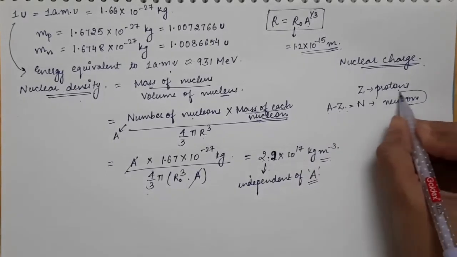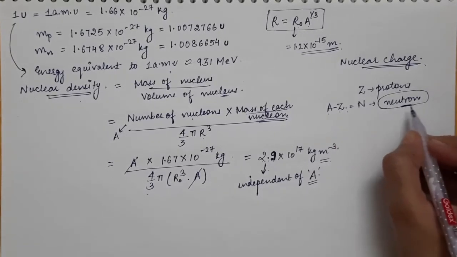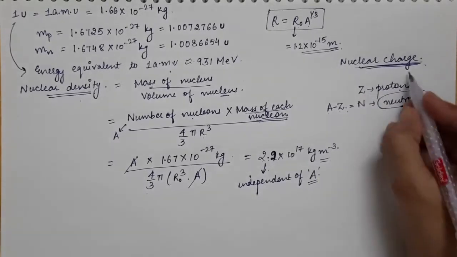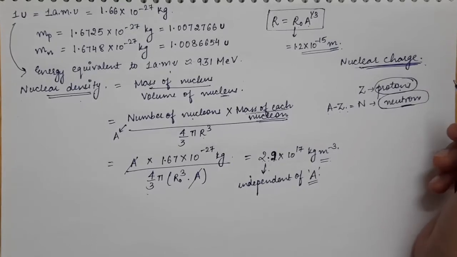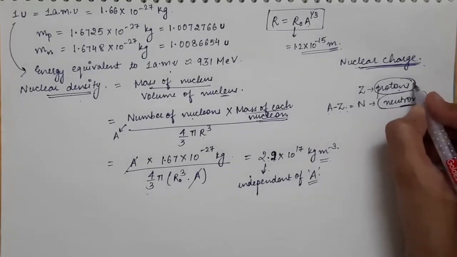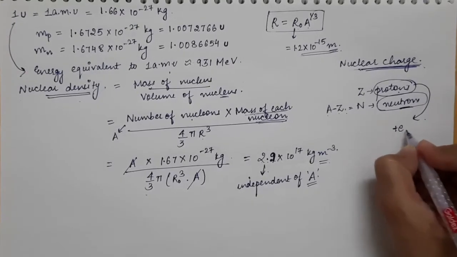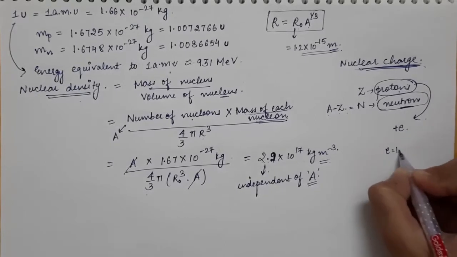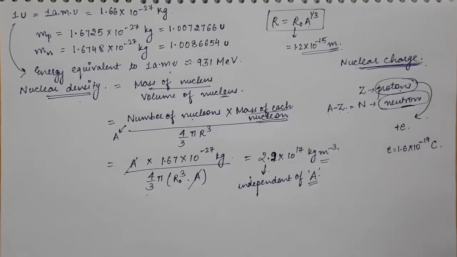Now we know that the neutron is a neutral particle, it does not have any charge. So the charge of the nucleus will be contributed just by the number of protons present inside the nucleus. The charge on a single proton, we know, is equal to plus e. So e is the charge. e is equal to 1.6 times 10 raised to power minus 19 coulombs.